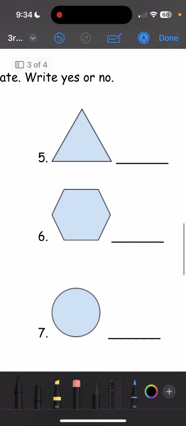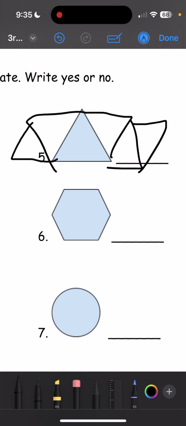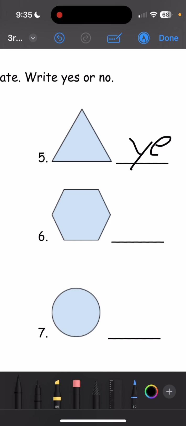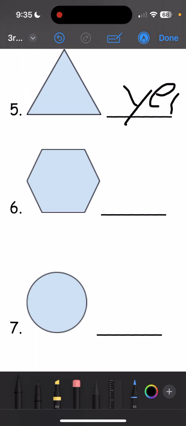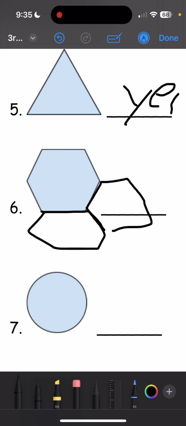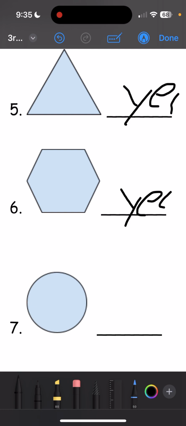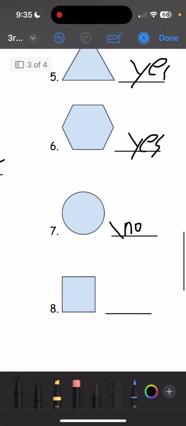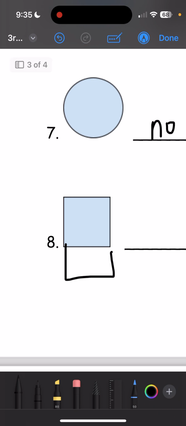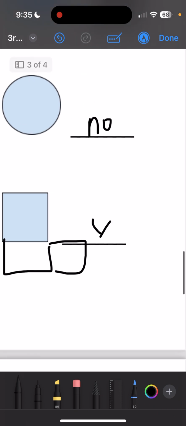Number 5, this is a triangle, and you could keep going with no spaces with the triangles. So yes. Number 6, it's a hexagon. So hexagons, if you put it next to each other, it would tessellate, and another hexagon could fit in these places. So yes. Number 7, it's a circle, so obviously it does not tessellate. No circles could tessellate. Number 8, it's a square. This one is obvious. There is no space, so yes.